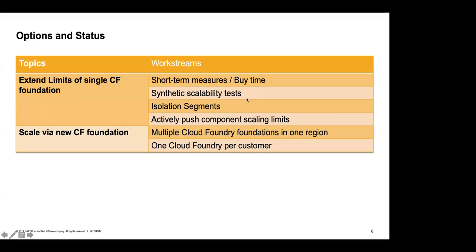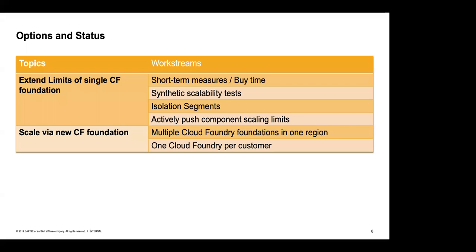Then doing synthetic scalability tests is another area that we are intensively working on, and there'll be a follow-up slide to talk a little bit more about that. Then obviously Cloud Foundry has a functionality called isolation segments, which essentially allows you to slice a single Cloud Foundry foundation into pieces, and those pieces are independent. So for example, when it comes to Diego cells, each of those isolation segments has its own set of Diego cells associated to it.